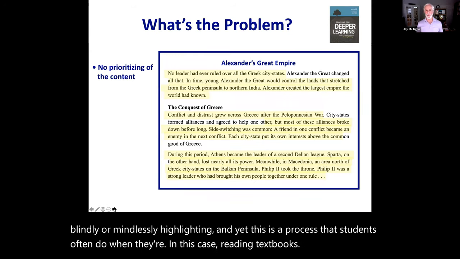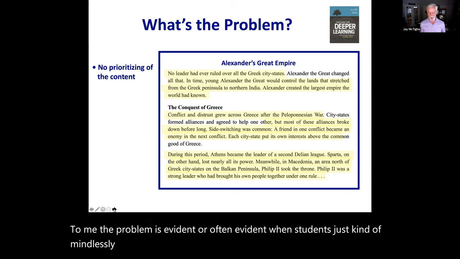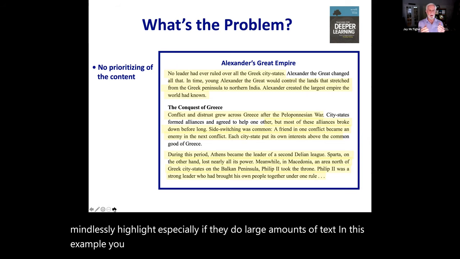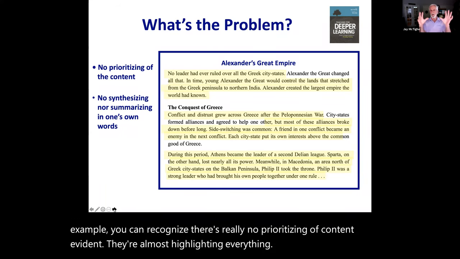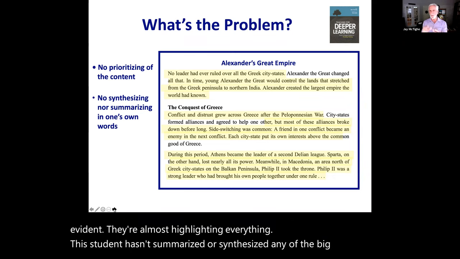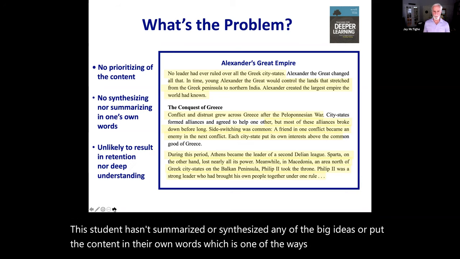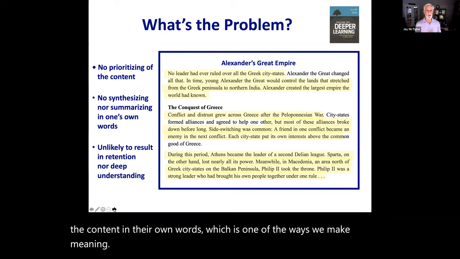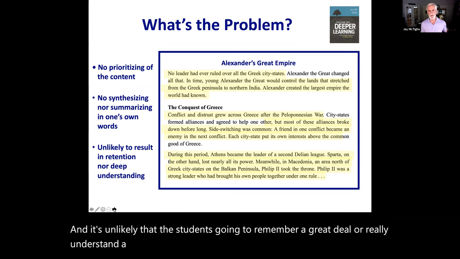To me, the problem is evident, or often evident, when students just kind of mindlessly highlight, especially if they do large amounts of text. In this example, you can recognize there's really no prioritizing of content evident. They're almost highlighting everything. The student hasn't summarized or synthesized any of the big ideas or put the content in their own words, which is one of the ways we make meaning. And it's unlikely that the student's going to remember a great deal or really understand a lot from this particular technique.